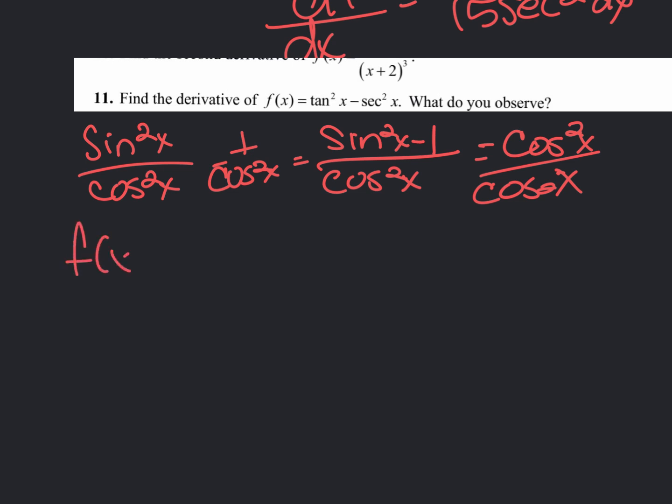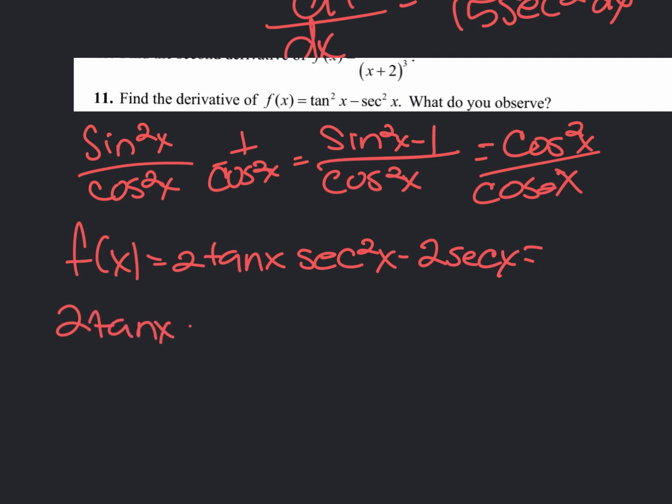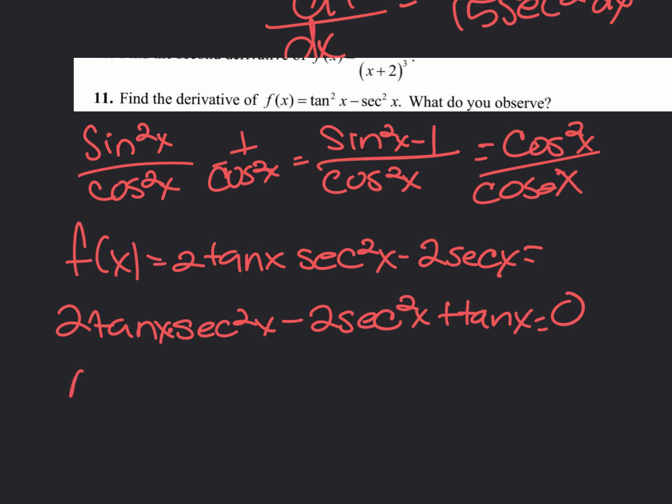With f prime of x equals 2 tan x times secant squared x minus 2 secant x, which equals 2 tan x secant squared x, that would be multiplied, minus 2 secant squared x tan x, which equals 0. And equals 0, and the derivative will equal 0.